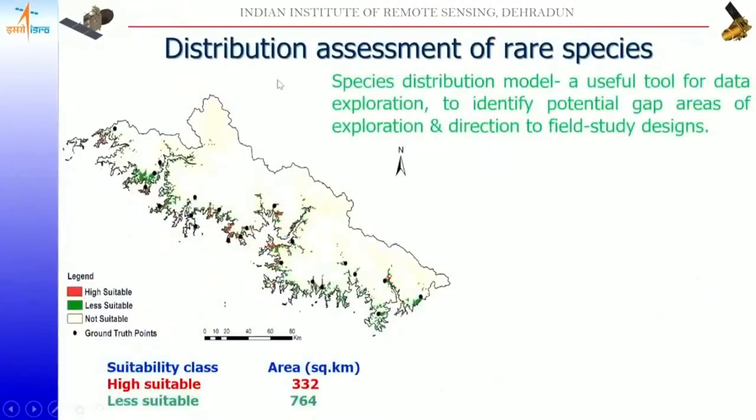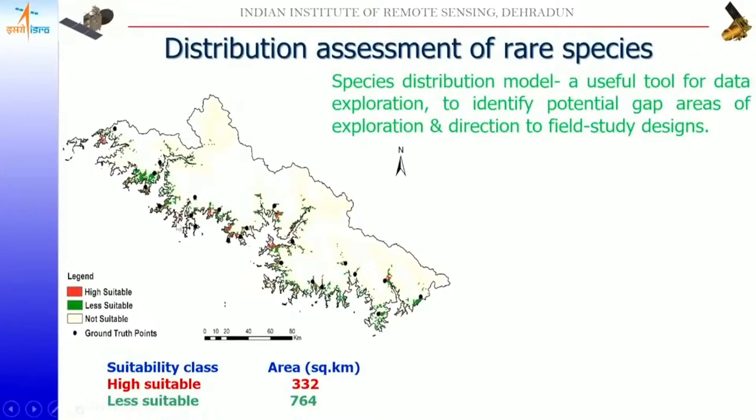Another component or parameter we will discuss is the assessment of the distribution of rare species, because in the case of rare species we have very low distribution data, their distribution points are very rare, and they also have very few historical records. So based on the species distribution model that was already discussed in class, we can predict the most suitable habitats or the area of distribution of a particular species.